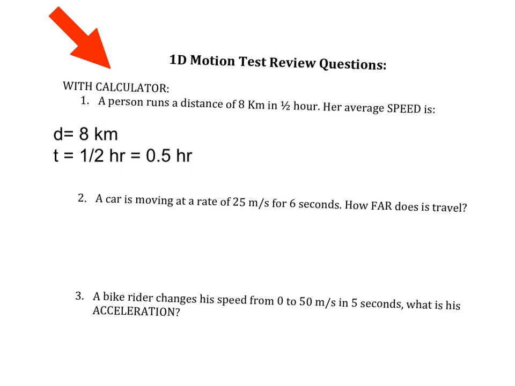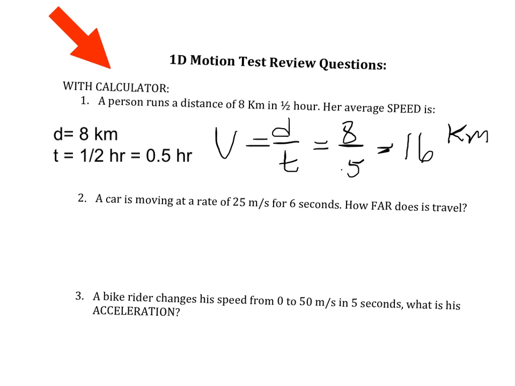Her average speed is what? You want to make a list of your givens. Distance is 8, time is a half hour. But you want to make sure when you plug that into your calculator that you plug that in as 0.5 hours because you're dividing by a half. So my velocity is distance over time. So I get 8 over 0.5, and my answer is 16 kilometers per hour.